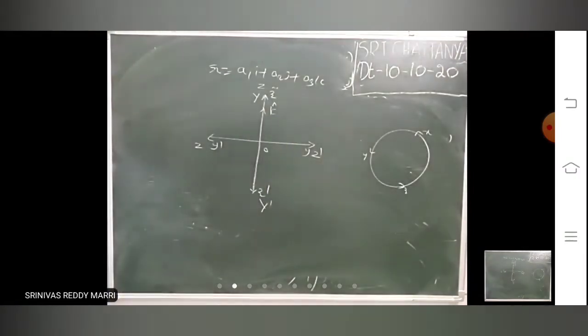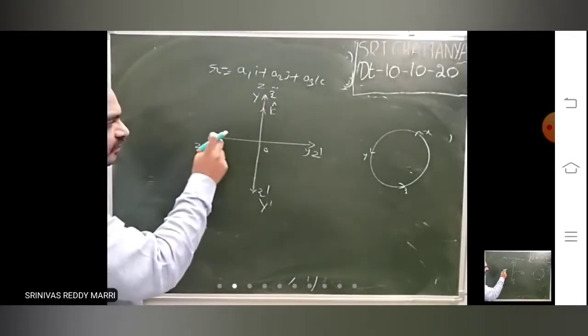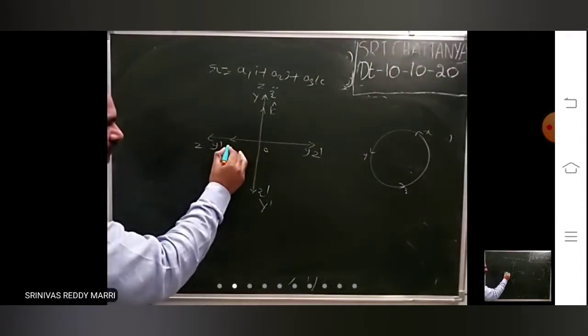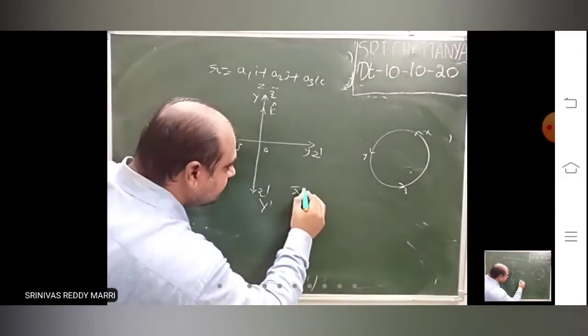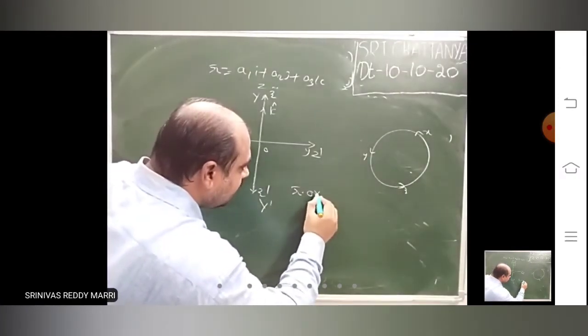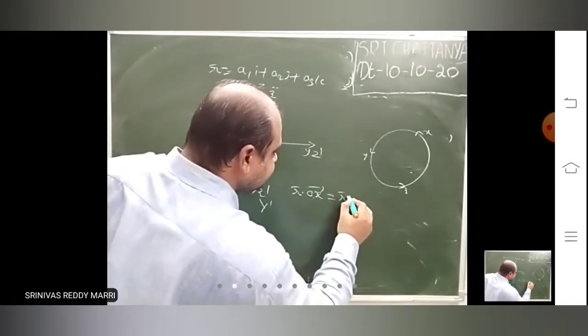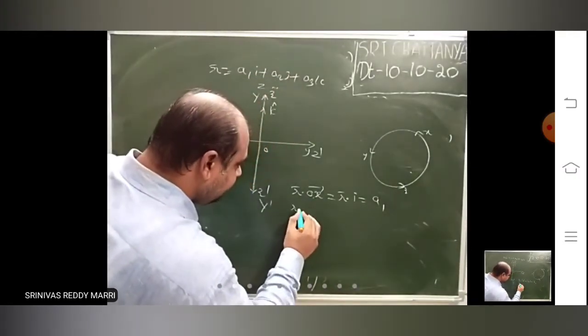So now this is OZ. So along OY is K cap. Along OZ, this is OY dash. OY dash means what? Minus Z. That means new components, R bar dot OX bar. This will be same. X-axis means same I. So that is A1 will remain same.